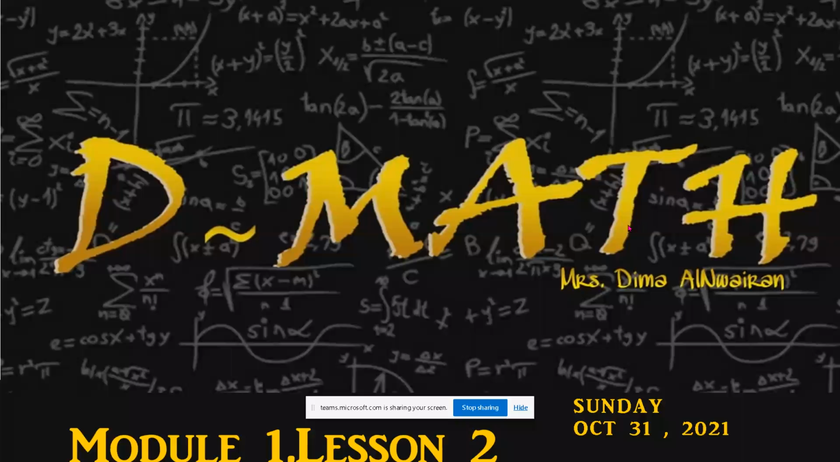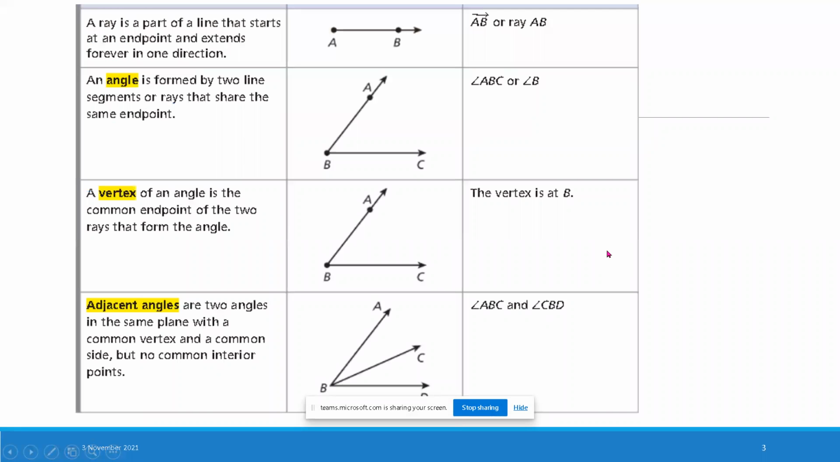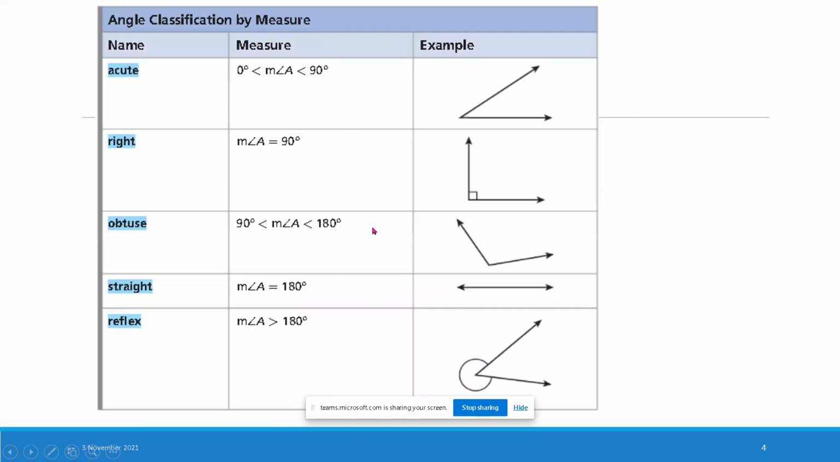Okay. Now, as we started on Sunday, our lesson was talking about how to measure the angles. We said that if we have two rays intersecting at a point, this point we call a vertex, and the two rays are the hands of the angle. And we classified the angle by its measure.